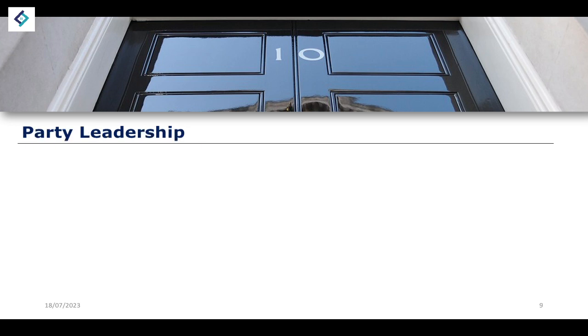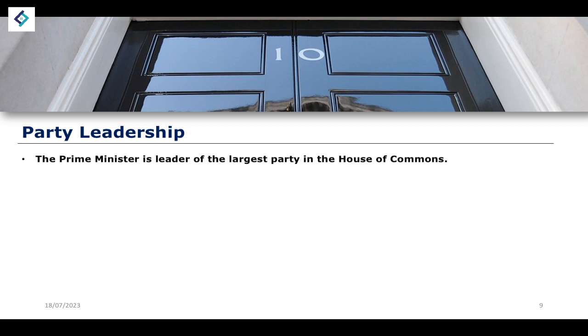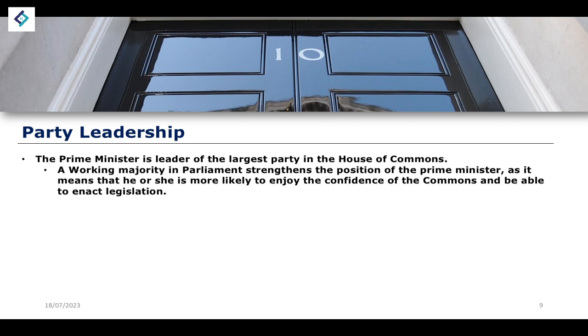In addition to all of these things, the Prime Minister is also the leader of the largest party in the House of Commons and can command the confidence of the members of the parliamentary party. A working majority in Parliament strengthens the position of the Prime Minister. It means that he or she is likely to enjoy the confidence of the Commons and also be able to enact legislation relatively smoothly. The larger the majority, as we have seen in recent years and also in the late 1990s, the more it significantly influences the effectiveness of legislation being passed.